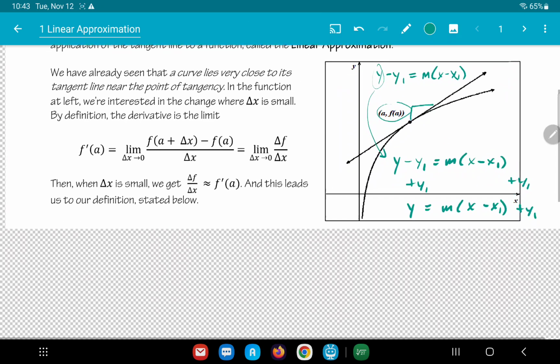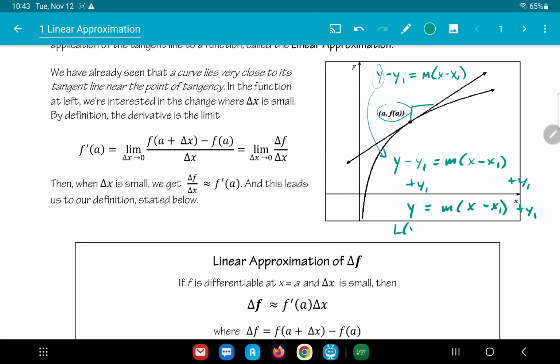And let me scroll up here. So this becomes L of x equals m times x minus x1 plus y1. And the reason why we use L of x is it just kind of signifies to the reader that we are using this equation of a tangent line to then do a linear approximation of a value that is really close to the curve itself. And we're just estimating a value pretty close to the indicated number that we know.